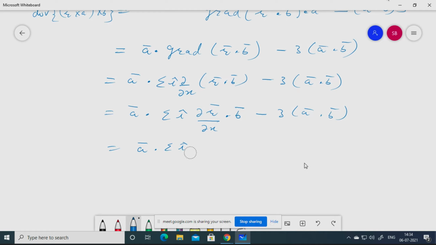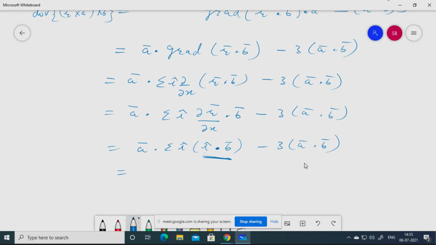Yes, ma'am. So this result is i, and you take a dot product with B bar, minus 3 times of A bar dot B bar. Understood? Now observe here, this is a dot product you are taking. B bar will also be in terms of i, j and k, B1 i plus B2 j plus B3 k. You will get this result only for i dot i. Is it or not?